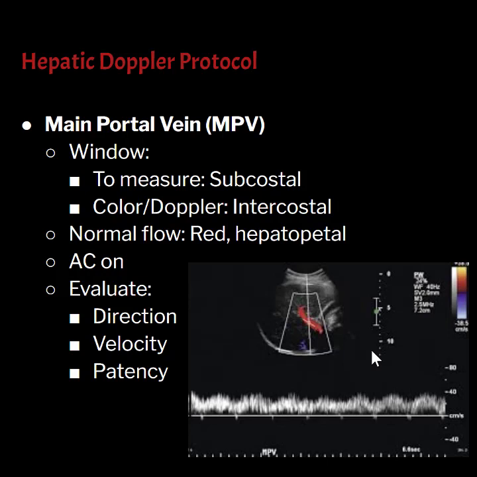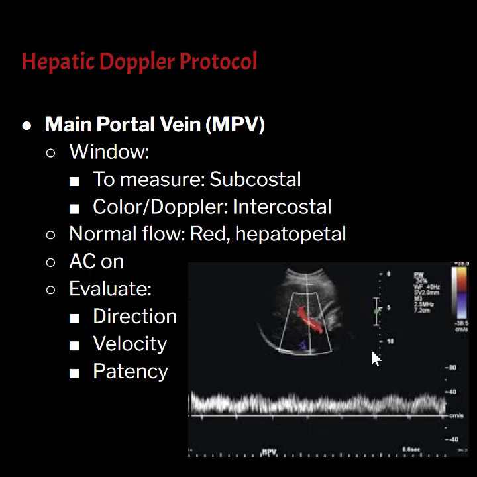Next, we're going to work through the main portal vein. To measure the main portal vein, we want to come back to our subcostal window. When we are in the subcostal view, the portal vein will course horizontally across the screen, meaning that it is perpendicular to our ultrasound beams. This gives us the best area to measure the portal vein. Remember, it should measure less than 13 to 15 millimeters.